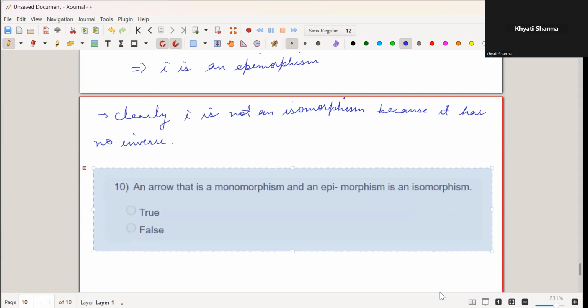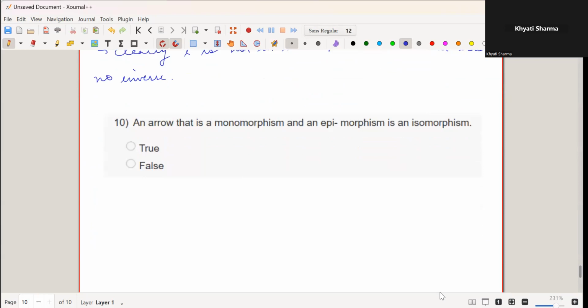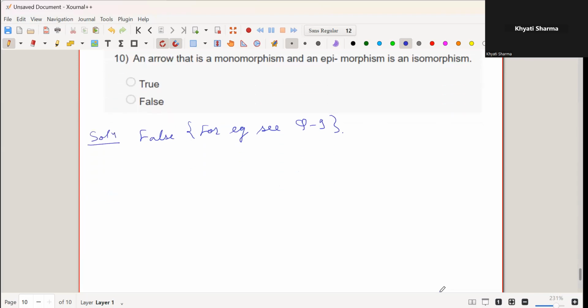An arrow that is a monomorphism and an epimorphism is an isomorphism. So this is false. And why is it so? For example, see question number 9. There it was an epimorphism and monomorphism, but it was not an isomorphism. So that's a straightforward application of question number 9. Question number 11.